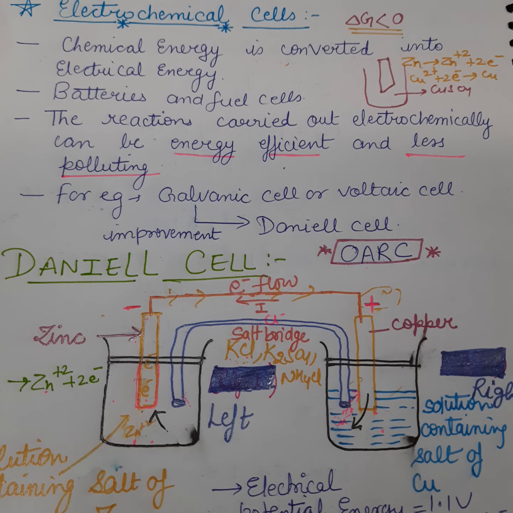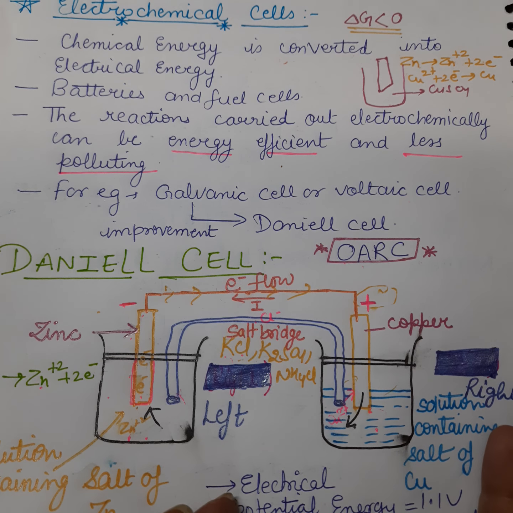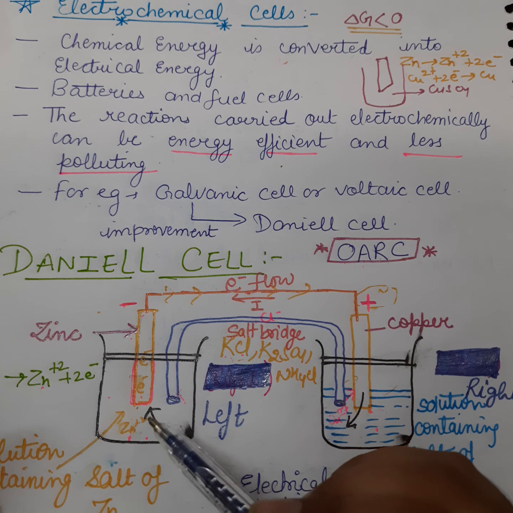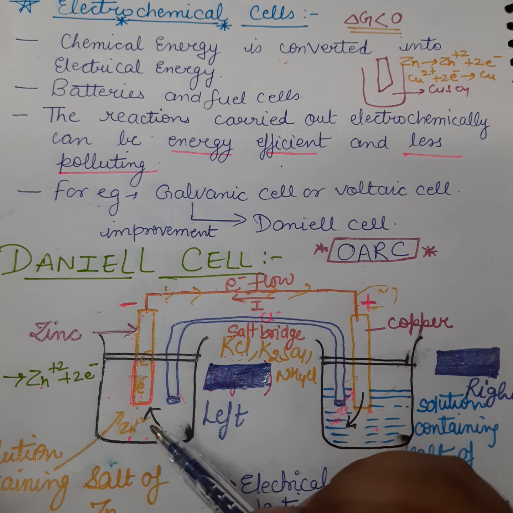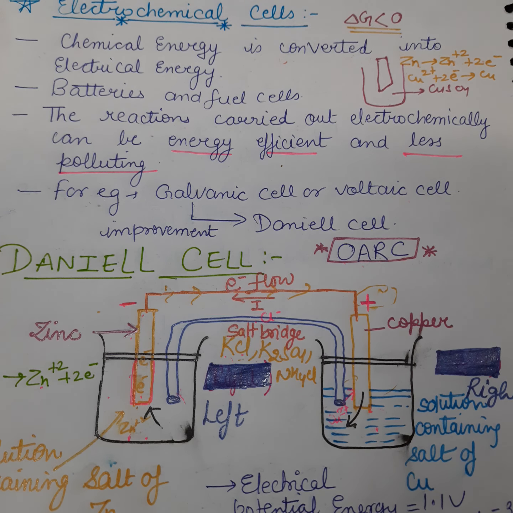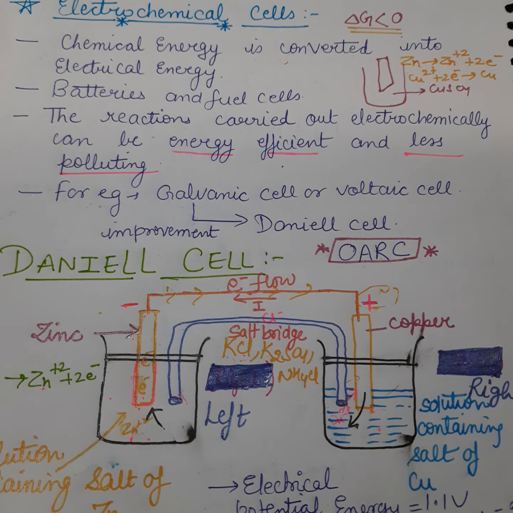So oxidation and reduction take place in different half cells, which results in the development of a potential difference between the 2 half cells and hence generates electricity. So now students, this is about the galvanic cell. So generally how it works.